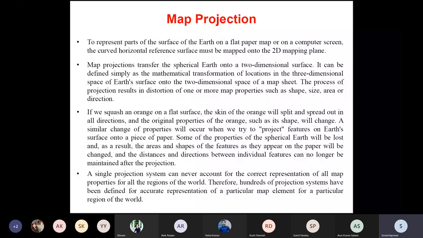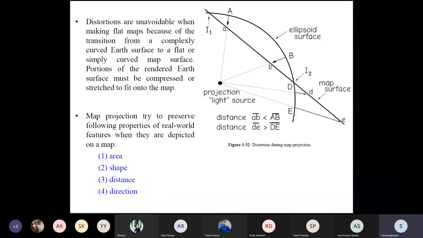The distortion was depicted in this diagram, showing how the distortion is taking place. The developing surface is intersecting the globe at two places, at I1 and I2. And when there is an intersection, the capital A, B, D and E are projected on the map surface in the form of small a, b, d and e. The distance of A and B on the earth is more than that on the map. Similarly, for D and E, the distance on the map is more than the same distance on the earth. So this is the distortion. At some places there will be stretching, at some places there will be compression.